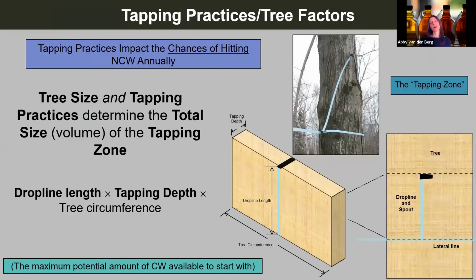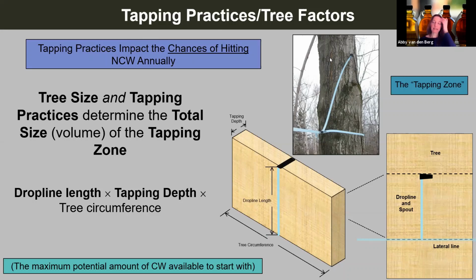Okay, so the tapping practices that we use also impact the chances of hitting non-conductive wood each year when we tap. And this comes to be basically, if we start by looking at the tapping zone of a tree, and I'm using a tubing system, we can think of the tapping zone in a gravity system too, but for now, we'll just think of it in the tubing system. The tapping zone is basically the area that's accessible with the drop line. So everything that's accessible with this drop line.